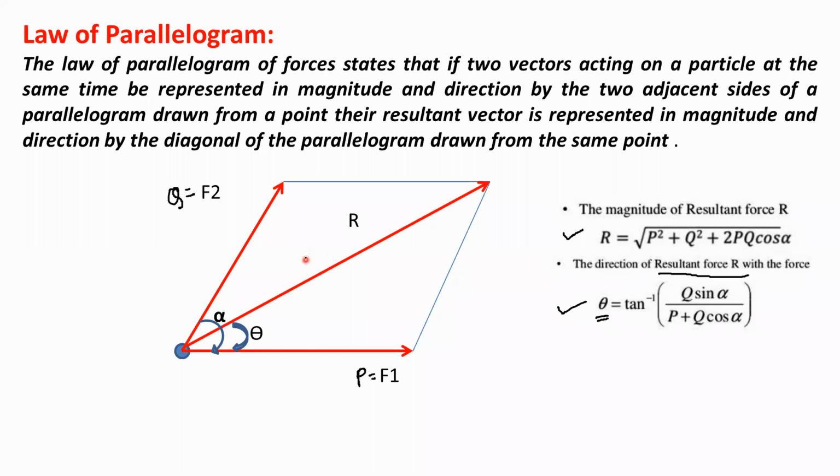So this law we can use for the concurrent force system only if there are two forces acting at that point. Then and only then we can use the law of parallelogram. So this is a limitation of the law of parallelogram. There have to be two forces. And if there are more than two forces, then we can solve that problem by using a simple procedure, summation Fx and summation Fy. So I hope this point is clear.